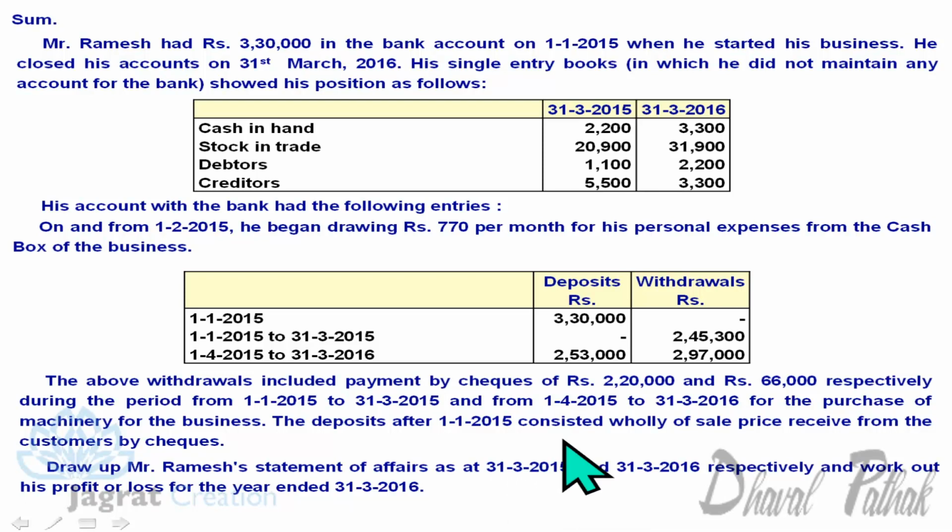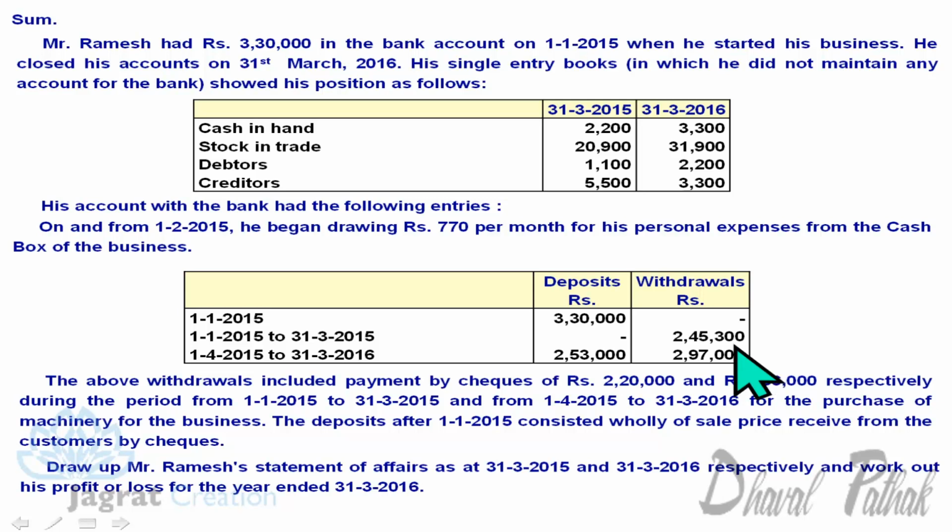Now I am required to prepare a statement of affairs as on 31/3/2015 to find out the capital. In this statement of affairs, all the assets that existed on 31/3/2015 will be added. So which are the assets? Notice that cash in hand will appear on the asset side of a statement of affairs. Similarly, stock in trade and debtors are assets; creditors are a liability that will go on the opposite side. Now 3,30,000 is a deposit in the bank and 2,46,000 and 45,300 are the withdrawals. So deposit minus withdrawal, I'll get the bank balance. That will also appear in the balance sheet.